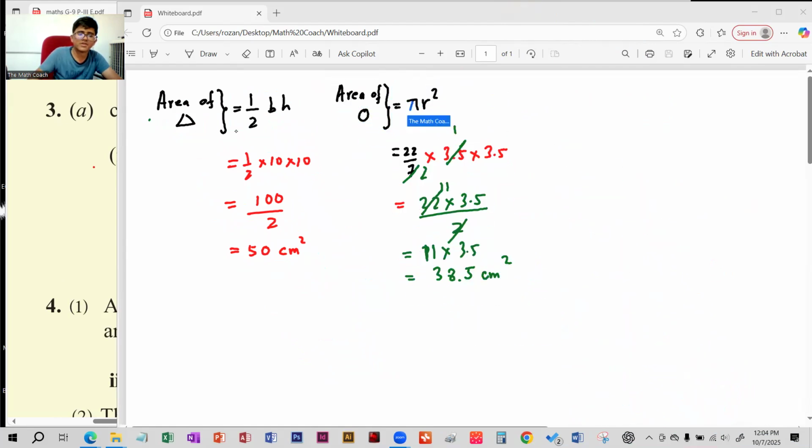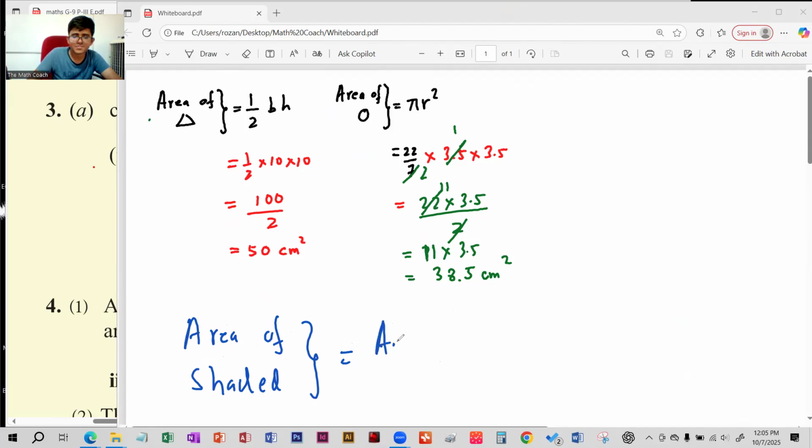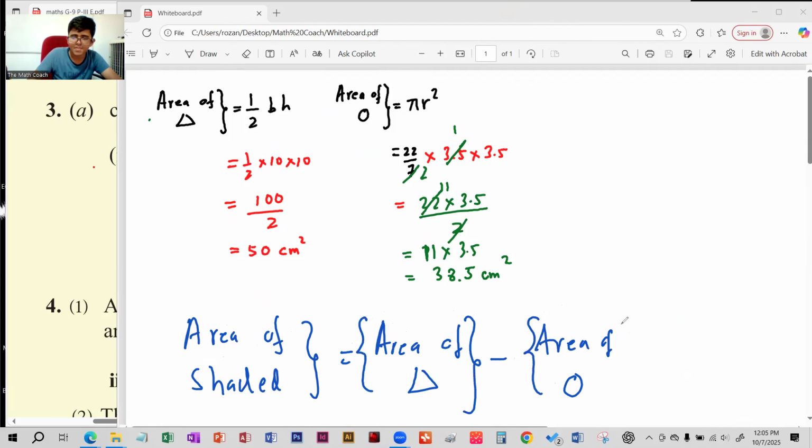Okay. Now we can have the area of the shaded part. Therefore, we have area of the shaded part is equal to area of triangle minus area of circle. You can have fancy brackets if you want. You can make it nicer. Equals 50 minus 38.5.